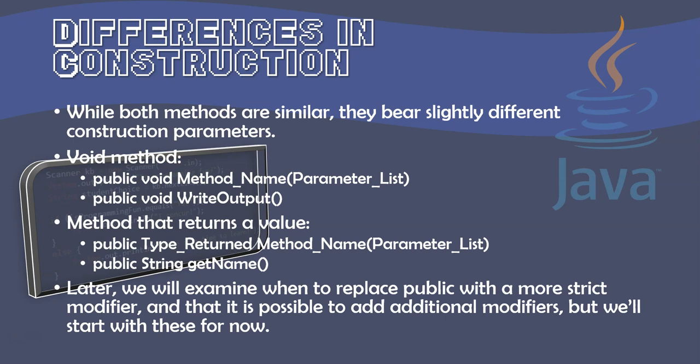Later we will examine when to replace public with much more strict modifiers, because of course right now everything is public, public, public, but it is possible to add additional modifiers as well. But this is going to be a good start for us now, knowing that we have the option of having a public void or a public type such as String.